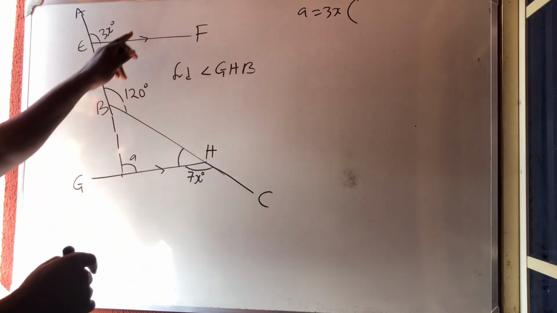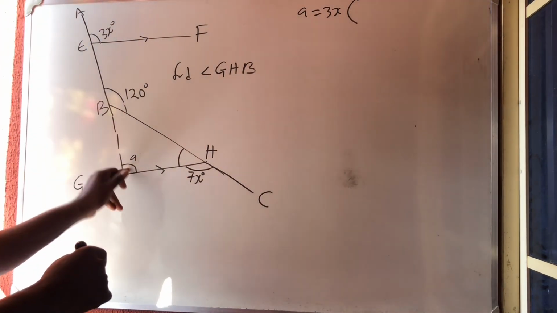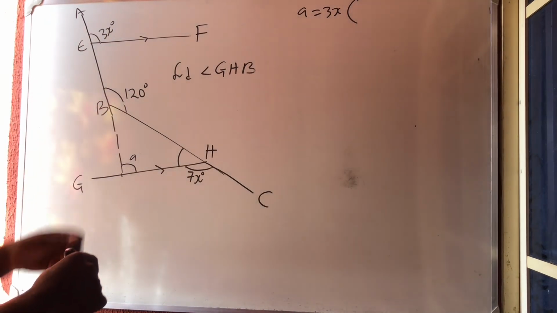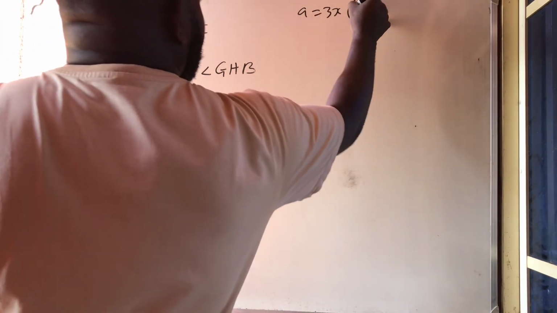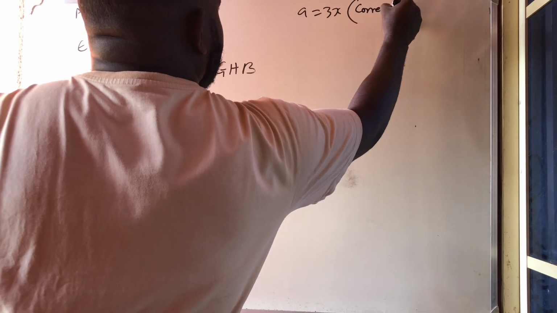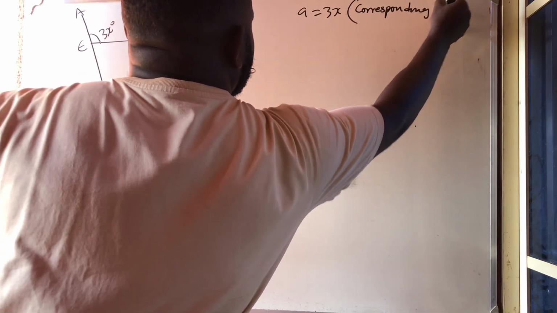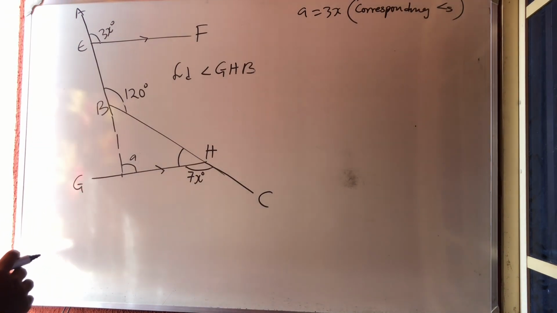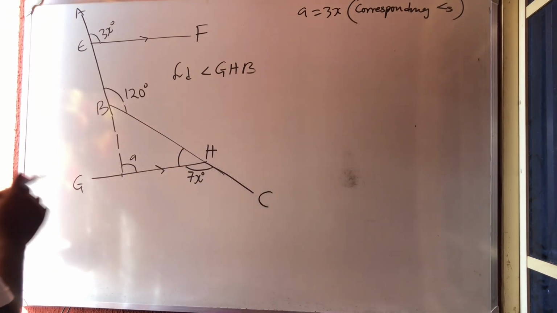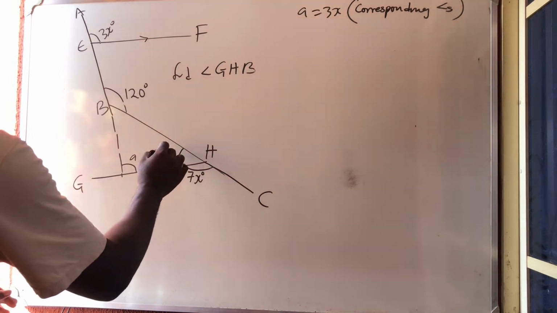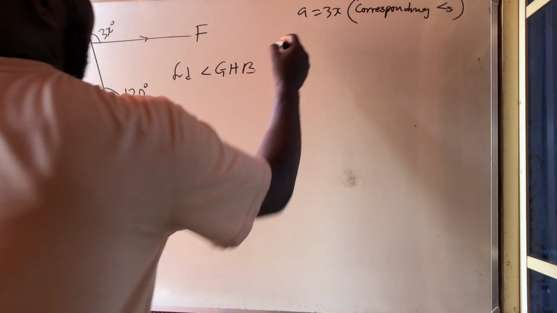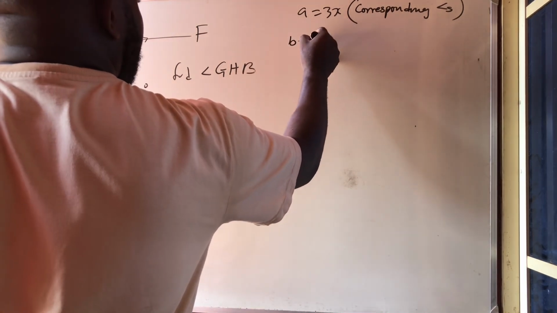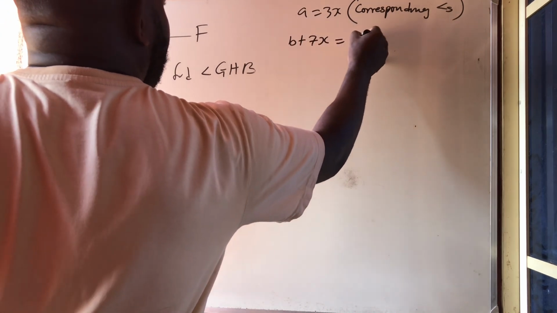When you have two parallel lines and a transversal line, when the angles are in the same position, it is called corresponding angles. So since I've gotten corresponding angles, let me call this place B, which I'm looking for. I'll say that B plus 7x is equal to 180 degrees.